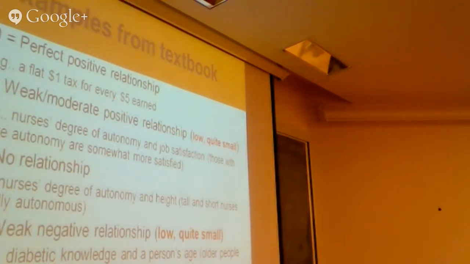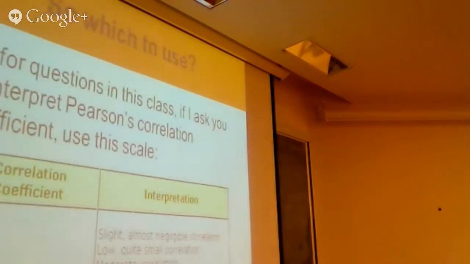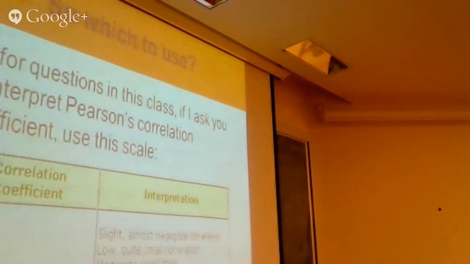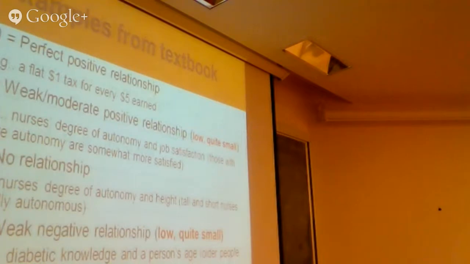Okay? So here I've interpreted these correlations. 0.2 is low and quite small. Right? Here, 0.7 is high correlation. So that's how that works.